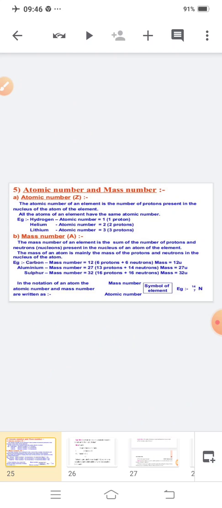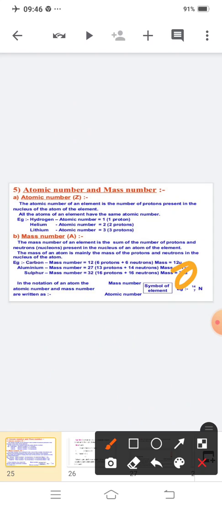And whenever you represent a mass number and atomic number of an element, what will you do? Mass number is always present at the top, and your atomic number will always be present at the bottom. Is this clear?